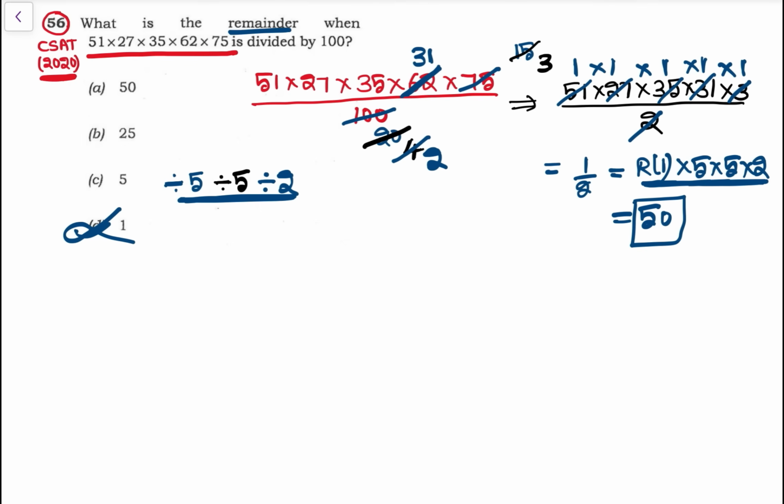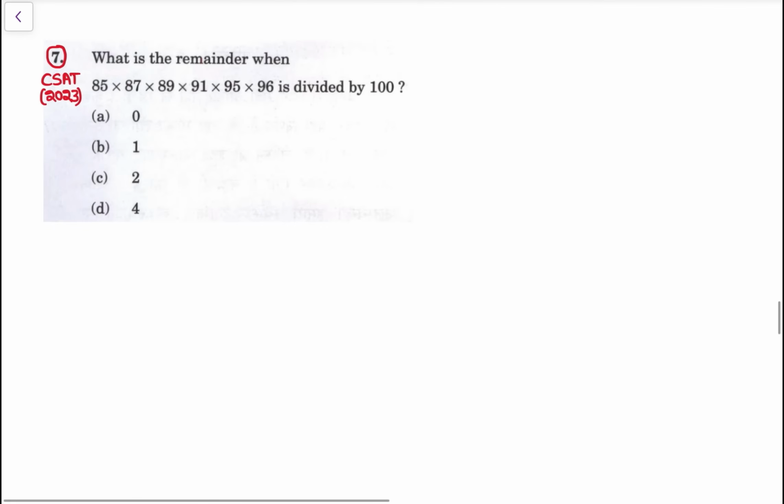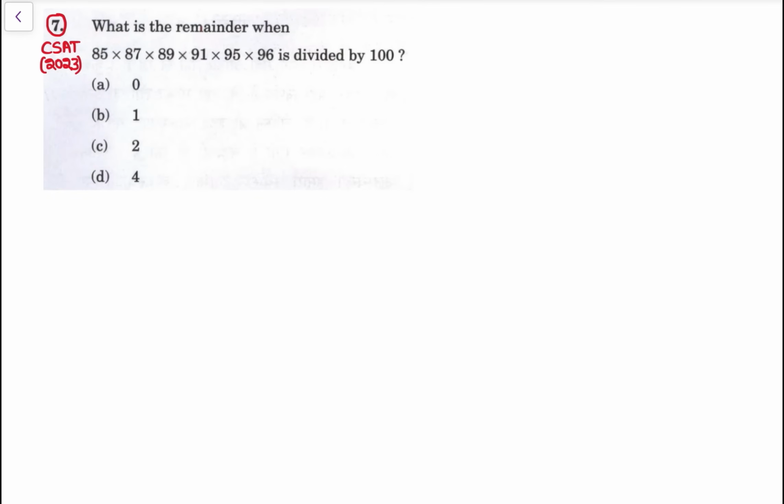So overall, what is the remainder when it is divided by 100? That is 50, option A is the answer. So very important. Now look, the question came in 2020, and in 2023 the question came again. This is a question asked in the CSAT paper 2023 again.